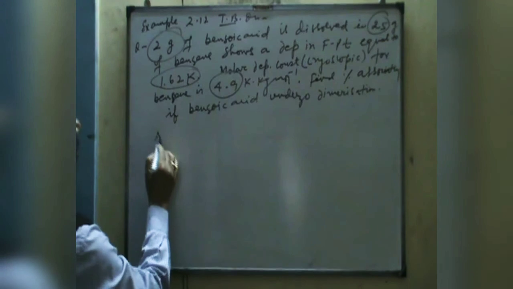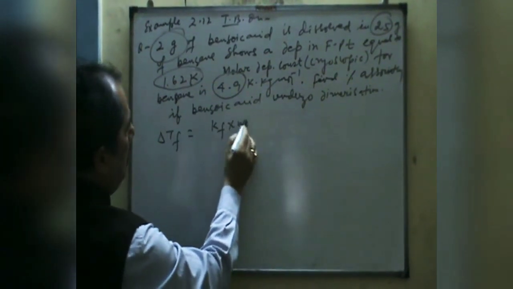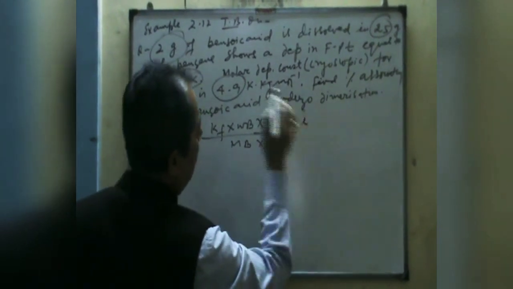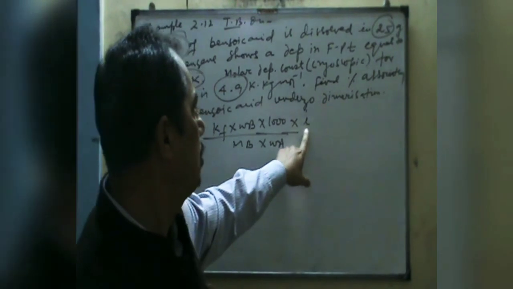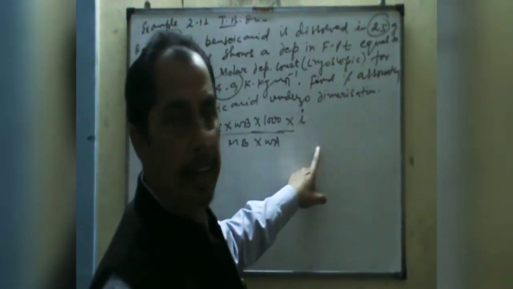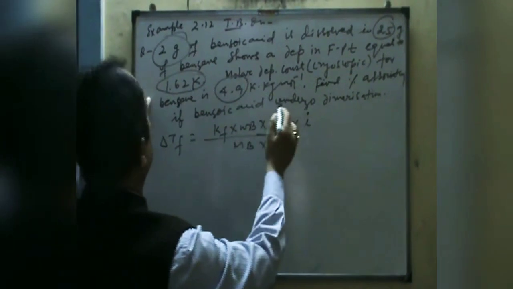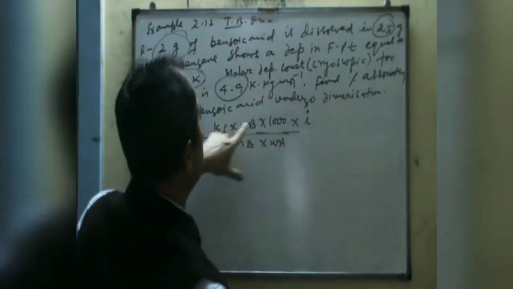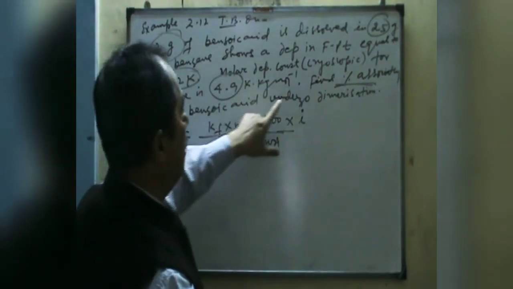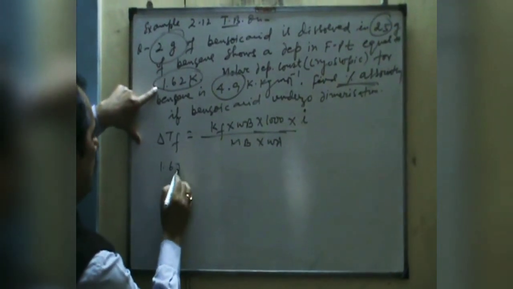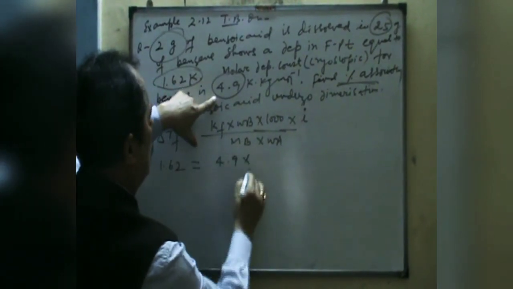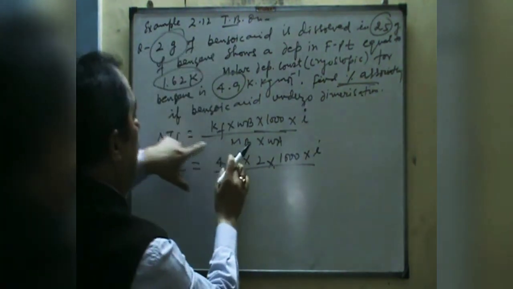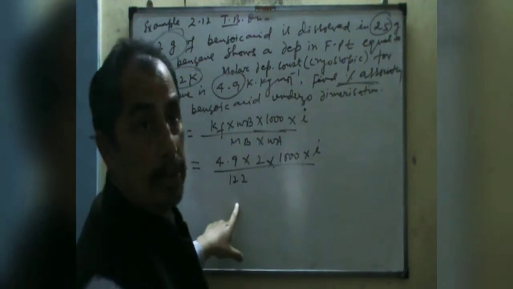So the formula you can apply here: delta Tf is equal to i into Kf into WB upon MB into 1000 upon WA. Again we have to take the van't Hoff factor i, which everybody knows. All the parameters are given. So tell me, what is delta Tf? 1.62. What is Kf? Very nice, 4.92. Given mass of solute 2, multiplied by 1000. We don't have i. This is the MB, the molar mass of benzoic acid, 122.